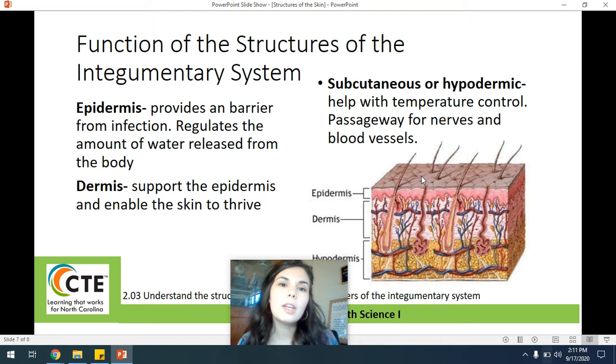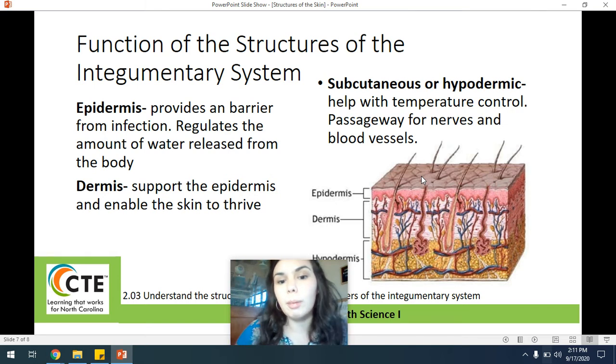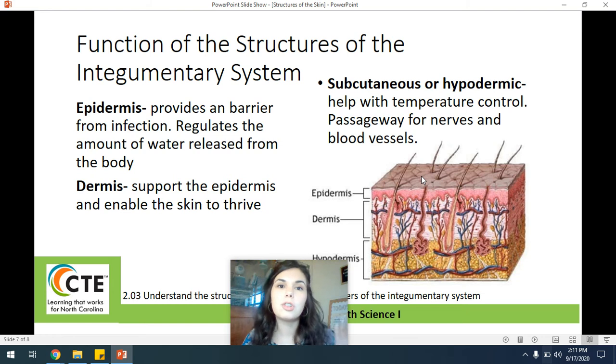And then also each structure within our skin has its own functions. So the epidermis layer provides a barrier to infections and helps to regulate the amount of water that is released from the body. Think about when we sweat, how we are helping cool down our bodies by producing moisture, which is then going to evaporate off of us.